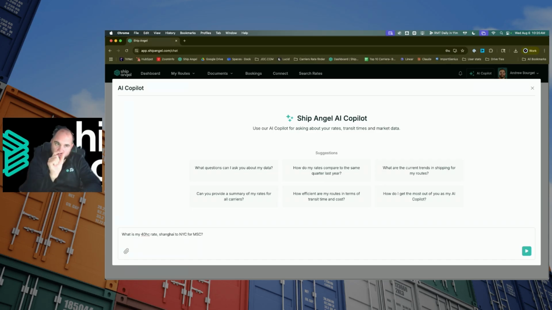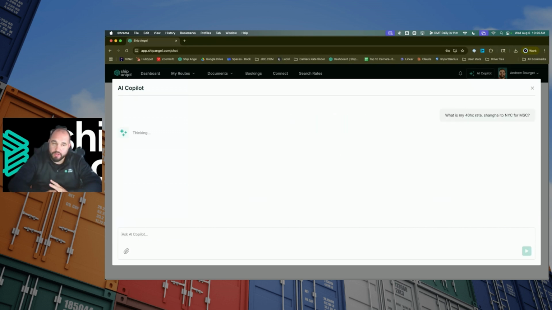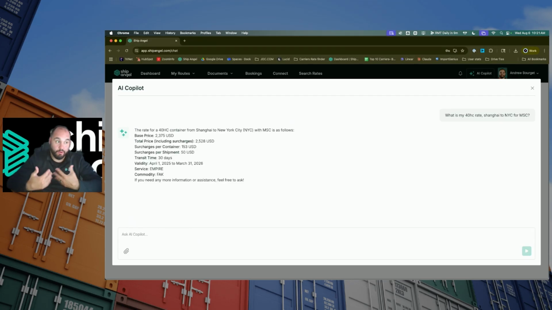We can ask very specific, very narrow questions and get answers, or we can start to think bigger picture. What are some questions that I may ask or be asked of me on a monthly or quarterly basis from my management that I don't necessarily have the ability to answer right away, but if I ask the co-pilot, it can start to point me in the right direction. And so in this scenario, we got a very specific answer on what my rate is for a lane on a singular provider.